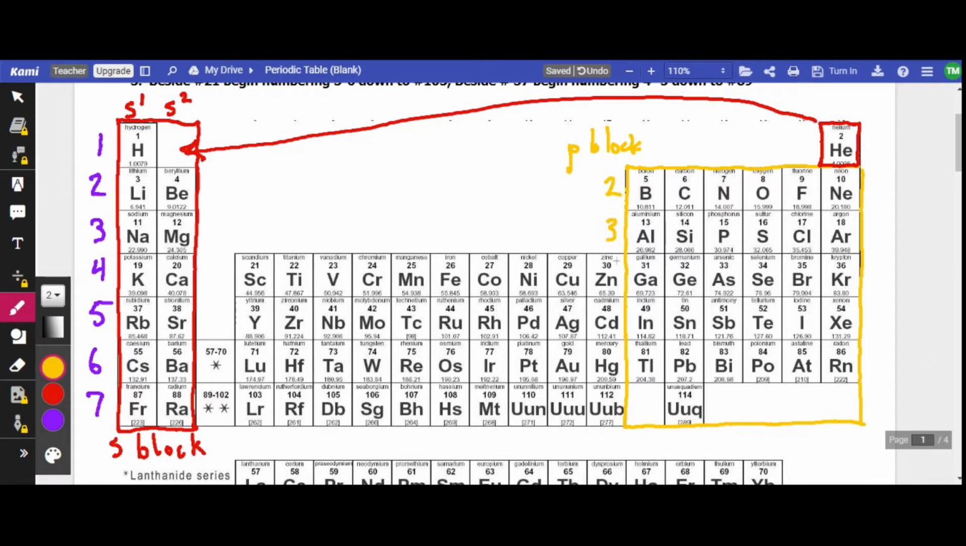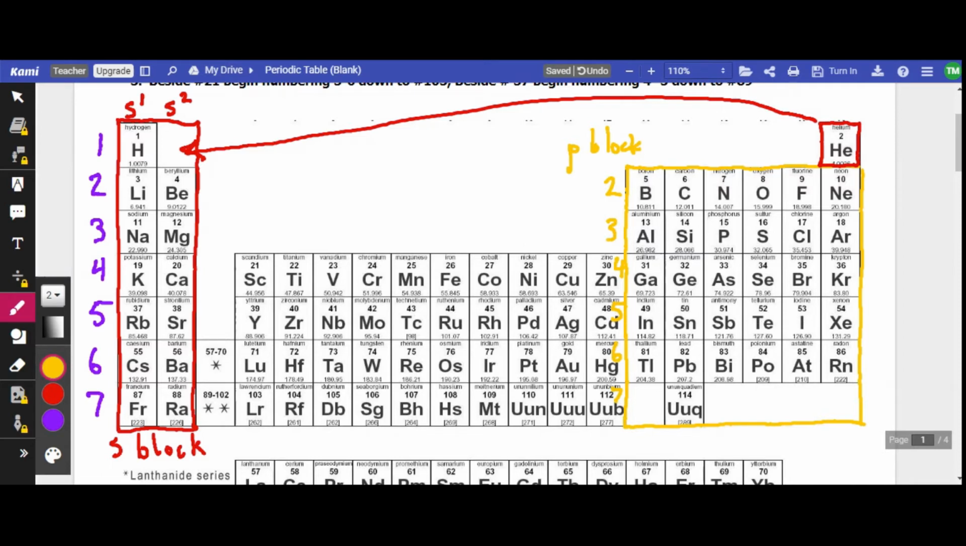2, 3, 4, 5, 6, 7. Try not to obscure them if I can. Okay, so these are energy levels. So if something's going to end in a 2p something, or a 3p something, or a 4p something, or a 5p something, okay, we'll know by looking at this.